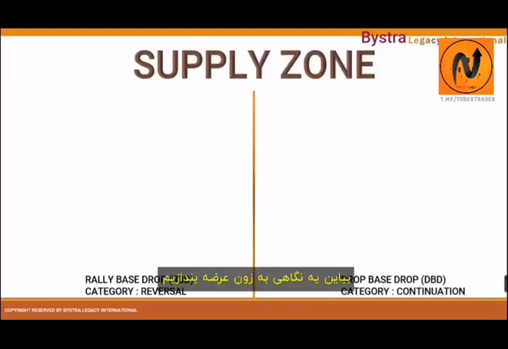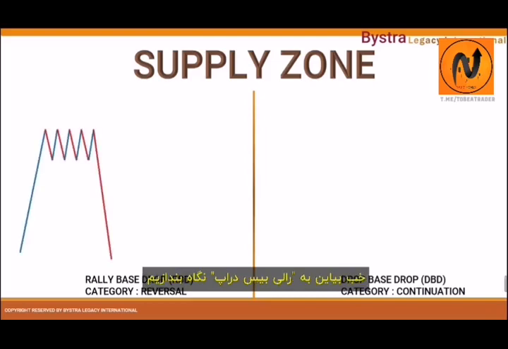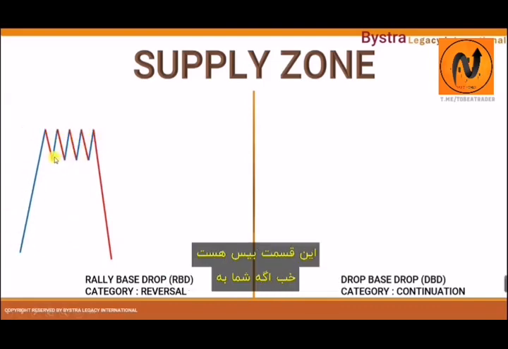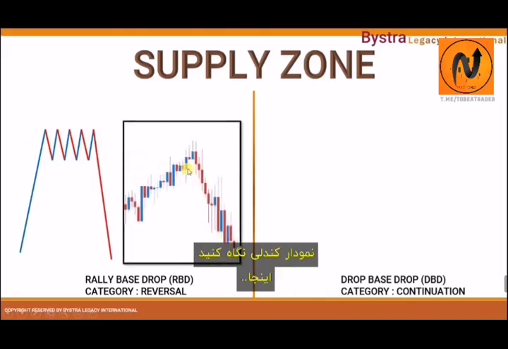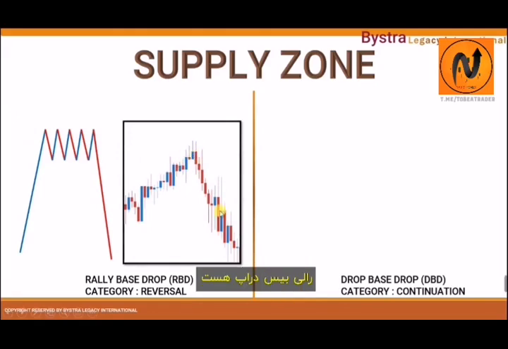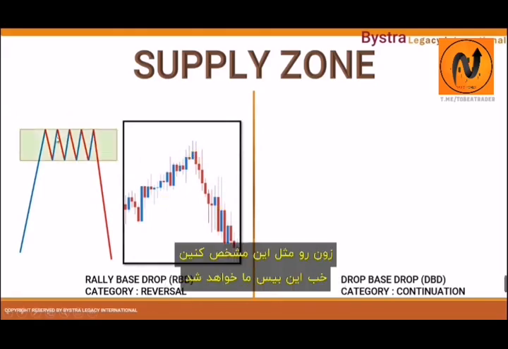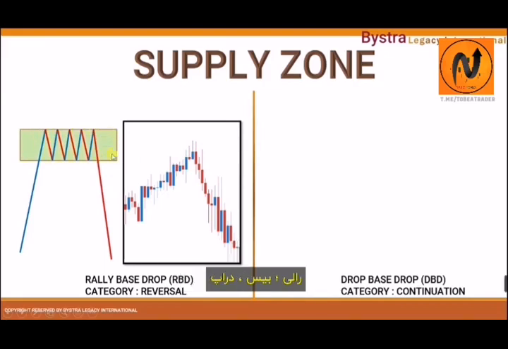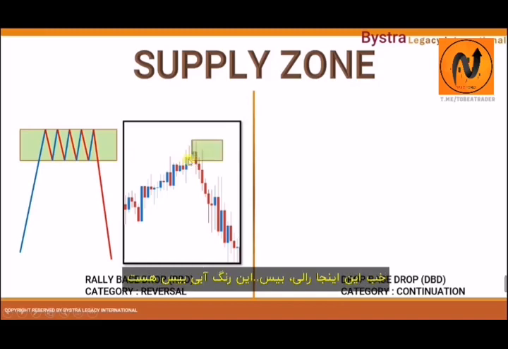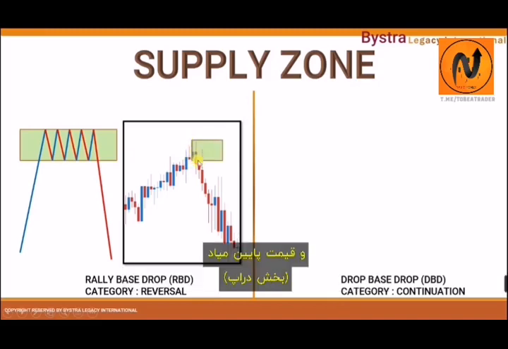Let's have a look at the supply zone. As we know, there are 2 types of supply zone, which are the Rayleigh-based drop and the drop-based drop. Let's have a look at the Rayleigh-based drop. The Rayleigh-based drop would have a pattern like this. This is a base area. If we look at the candlestick chart, here is the Rayleigh-based drop. So I'm going to mark the zone like this. So this is our base, Rayleigh-based drop. Same goes here. Here is the Rayleigh-base. This blue color is the base and price drop.